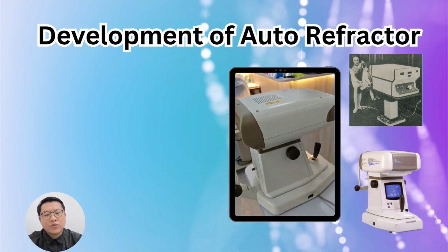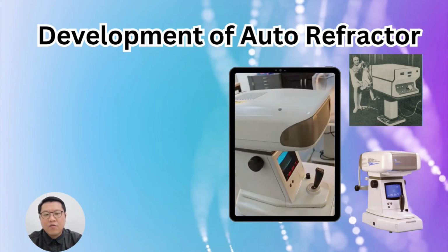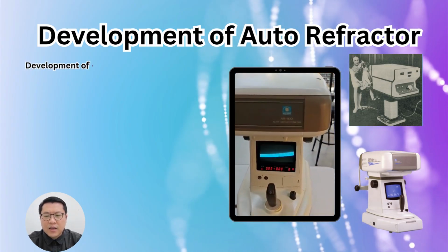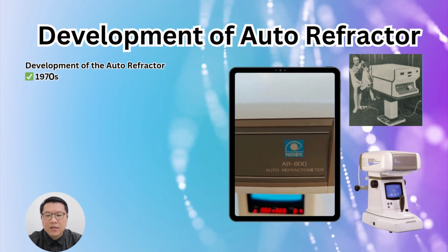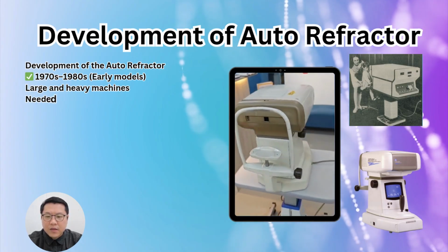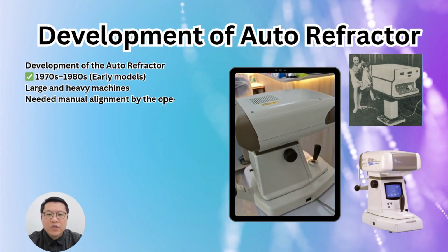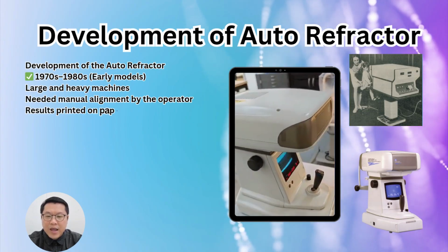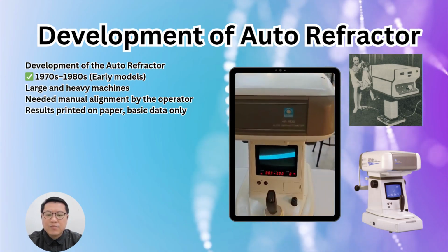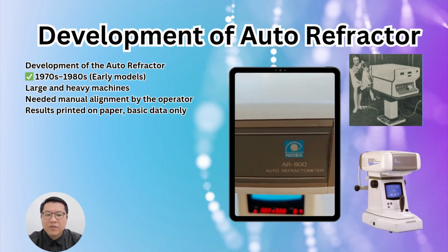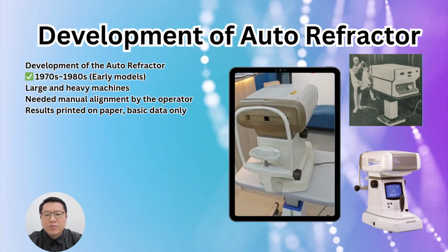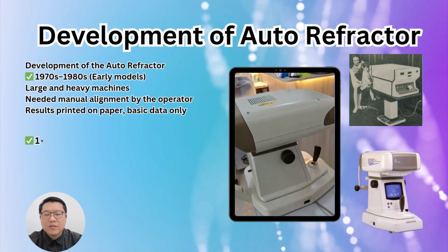This instrument has gone through several technological improvements, evolving from working machines to today's smart AI integrated device. Early model in the 1970s to 1980s. The first autorefractor appeared in the 1970s and 1980s. These machines were large, heavy, and not very user-friendly. They require manual alignment by the operator, making them more skill-dependent. Results were printed on simple paper report and only basic refractive data was available. At this stage, the device was still in experimental phase and accuracy was limited.